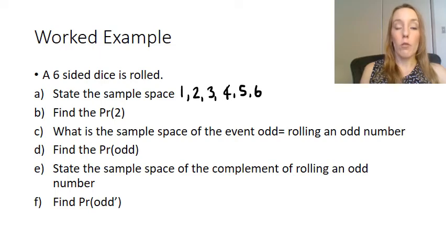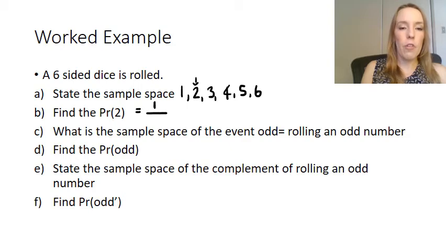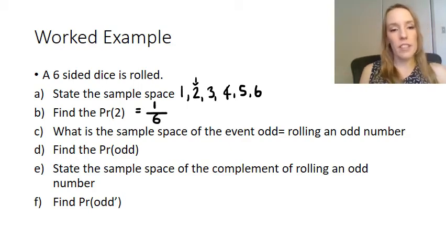Find the probability of rolling a 2. Okay, so the probability of rolling a 2. So that's all the possible outcomes where the event occurs. So 1, there's only one instance of rolling a 2, that's this one here, out of the total number of outcomes, which is 6, so 1 over 6.